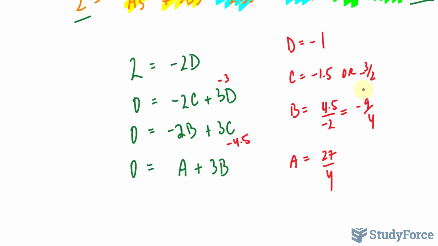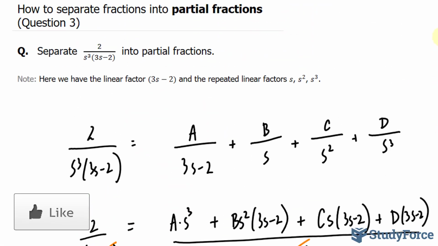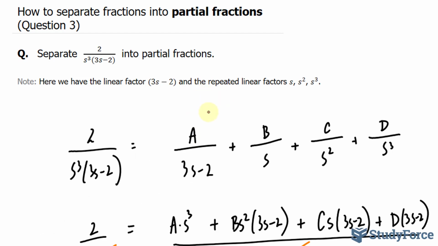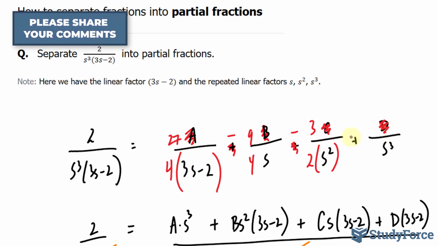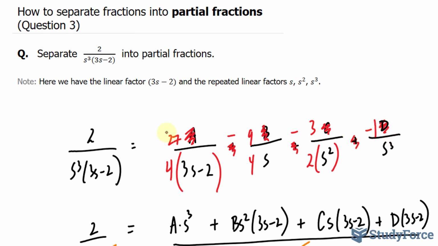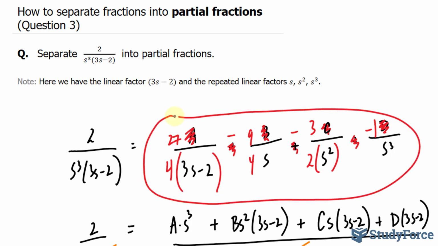That being said, I'm going to take these numbers and place them where they belong, here. So by placing what I just found for a, which was 27 over 4 into here, makes this 27 and 4 at the bottom. Placing negative 9 over 4 into b makes this 9 over 4, and this becomes minus. Placing negative 3 over 2 into c makes this 3, this 2, and this negative. And lastly, placing what we found for d, which was negative 1, into here makes this negative 1, giving us the following as the partial fraction version of 2 over s to the power of 3 bracket 3s minus 2.